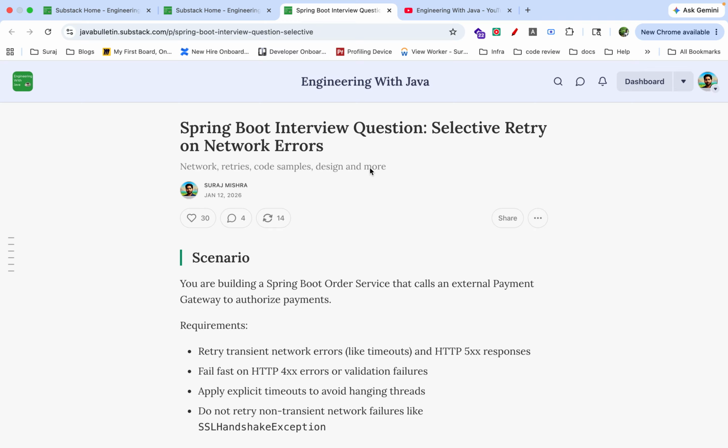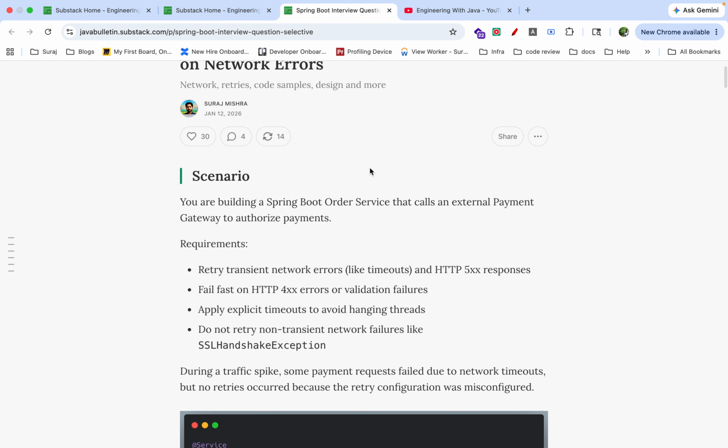So let's start with this question. What does this question say? We are building a Spring Boot order service that calls an external payment gateway to authorize payments.